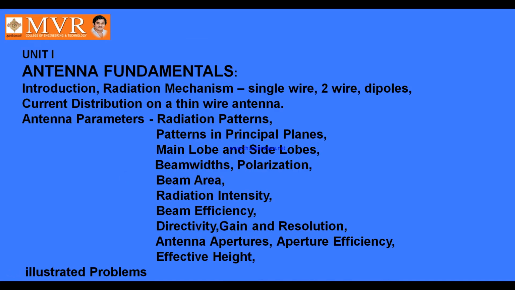Last class we have discussed introduction, radiation mechanism, a single wire and two wire dipoles. Right now we are discussing a current distribution and a thin wire antenna and some of the radiation parameters. Okay, right. Again, just look back once.